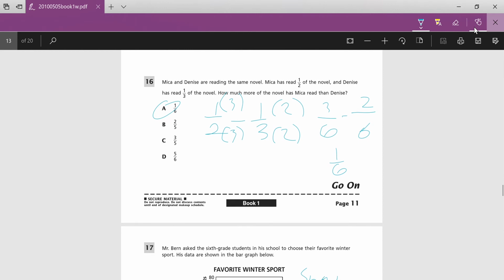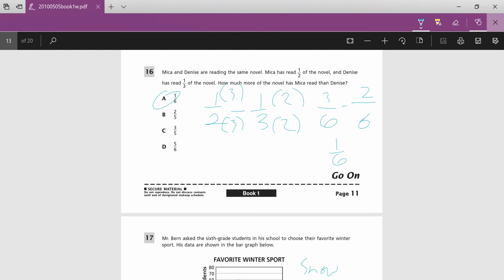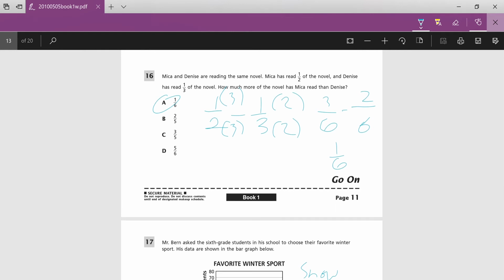So Micah and Denise are reading the same novel. Micah has read 1/2 of the novel, and Denise has read 1/3 of the novel. How much more of the novel has Micah read than Denise? So what we will do is, again, use fractions to get our answer. Obviously, we're going to have to subtract because it says how much more of the novel has Micah read than Denise, so we know that Micah read more. So we have 1/2 as our first fraction, and then we subtract 1/3. We have to make them into like denominators because the fraction rules require like denominators for adding or subtracting. When we do so, and after all that computation, we get 1/6.